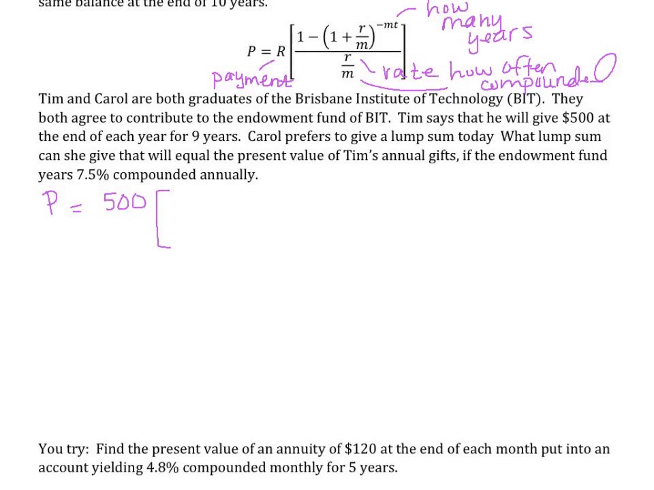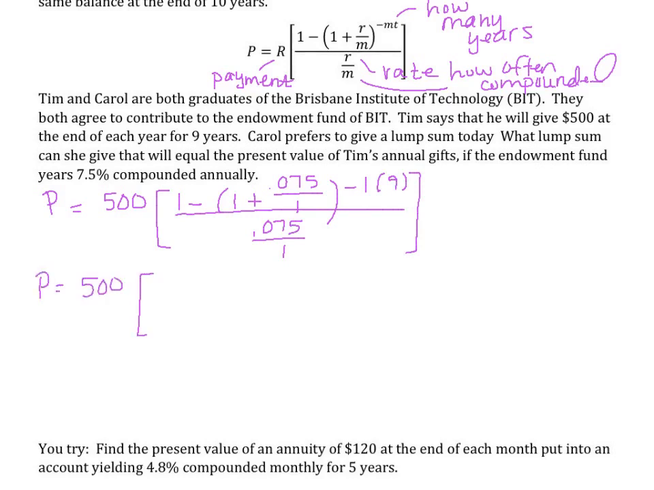And using our formula from above, we're going to have 1 minus 1 plus our interest rate, 7.5%, so 0.075, divided by compounded annually, so 1, to the power of negative 1 times 9 years, all over 0.075 divided by 1. So 500 times 1 minus 0.075 divided by 1, which is still 0.075. And if we add 1 to that, so 1.075 to the power of negative 9, all over 0.075. Again, we're dividing by 1.